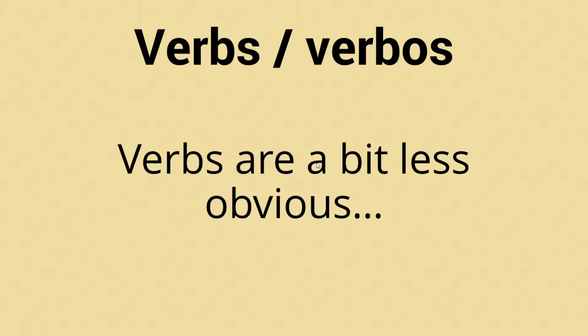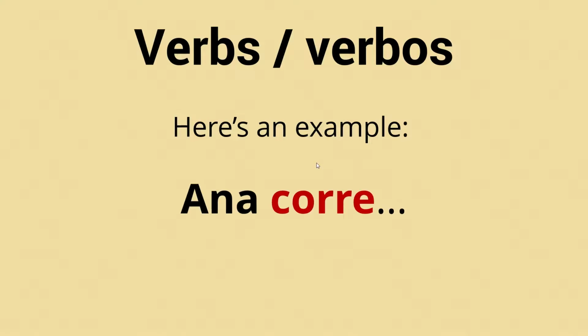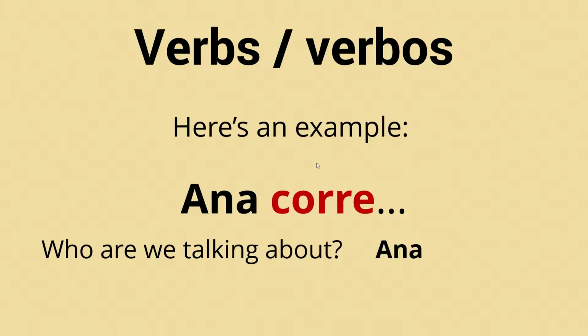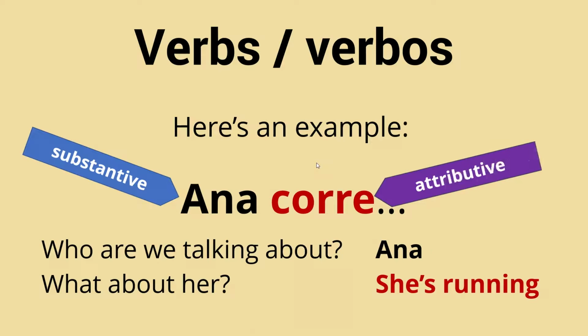Now verbs are a little bit less obvious because they don't necessarily describe the person or thing, the noun, but they describe the state of being that the noun or substantive is in. So here's an example. Ana corre. We're not really describing Ana, we're simply describing what she's doing. So we're talking about Ana, and what about her? She's running. Substantive, Ana. Atributivo, corre.